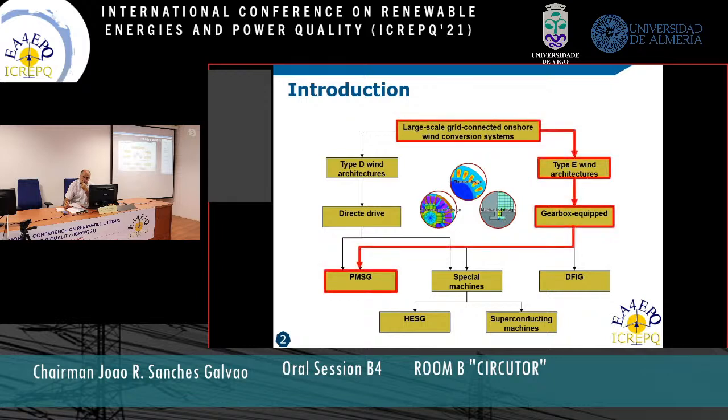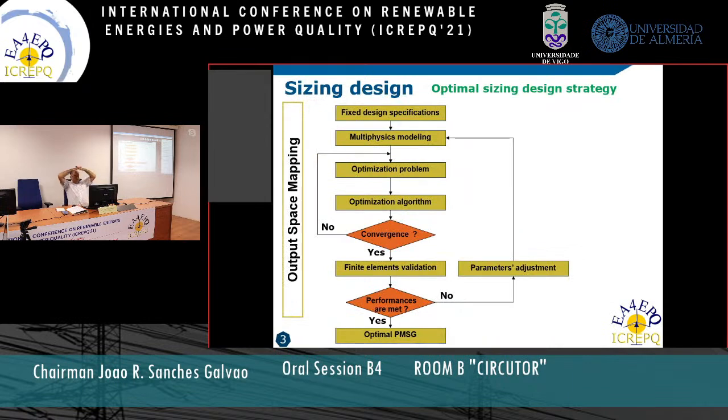In this work, we are considering this particular wind conversion system that comes with a permanent magnet synchronous generator connected to the wind turbine through a gearbox. Now, for the design procedure, we are using what we call an output space mapping technique. This particular technique is known for its simplicity in building a multiphysics model for the machine and its accuracy compared to other complicated, time-consuming and resource-consuming methods.